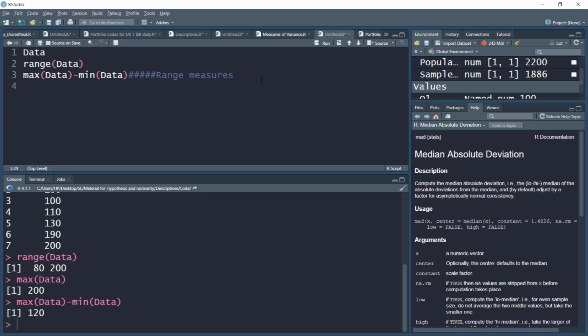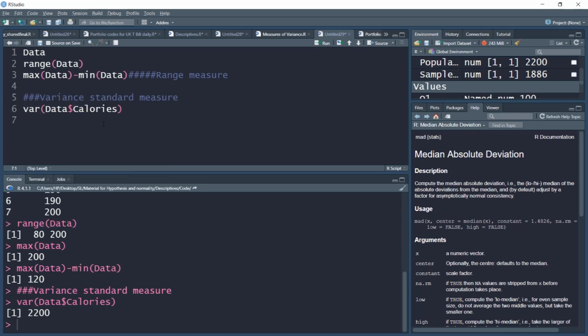This was our range measure. Next, we'll try and compute the variance and standard deviation measures from the data. As a first step, I'll show you how to compute the variance of the data. Simply use the var command on data$calories. This will give me the variance of this data, which is 2200.